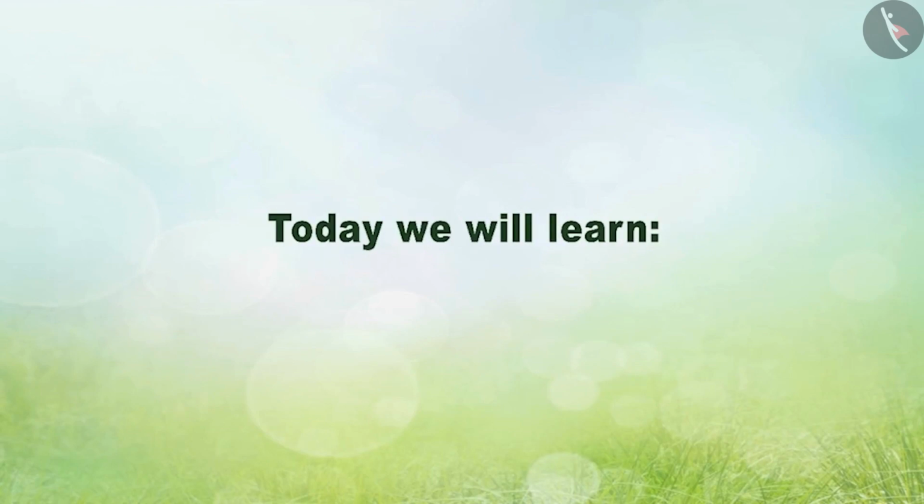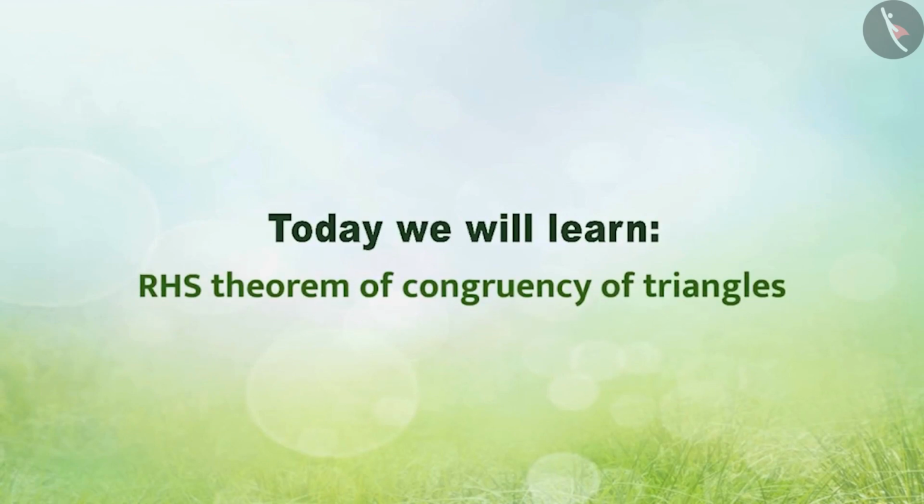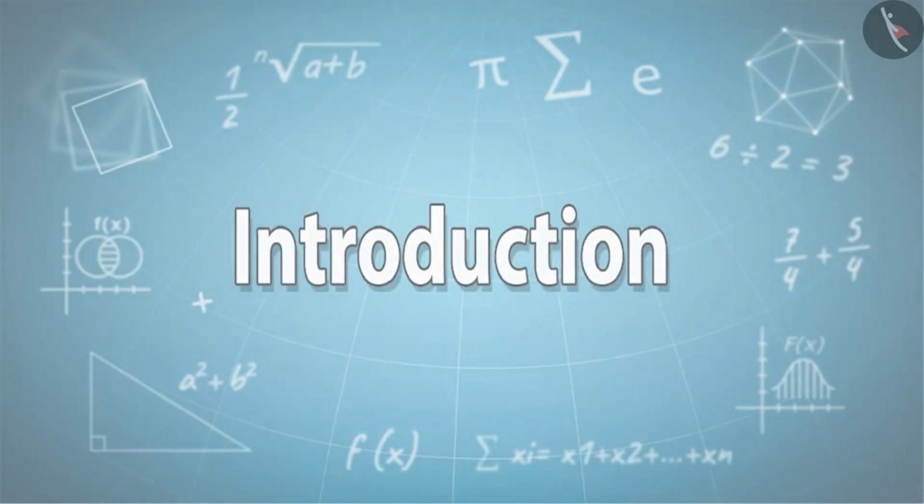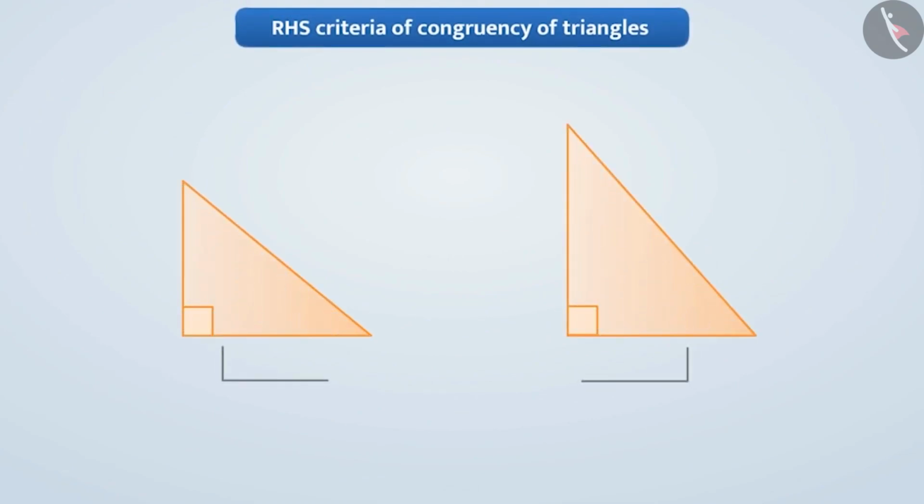Today we will learn the RHS theorem of congruency of triangles. In this video, we will learn a fun rule of checking the congruency of two right-angled triangles. Suppose we have to make a triangle ABC whose one angle, like B, is a right angle.